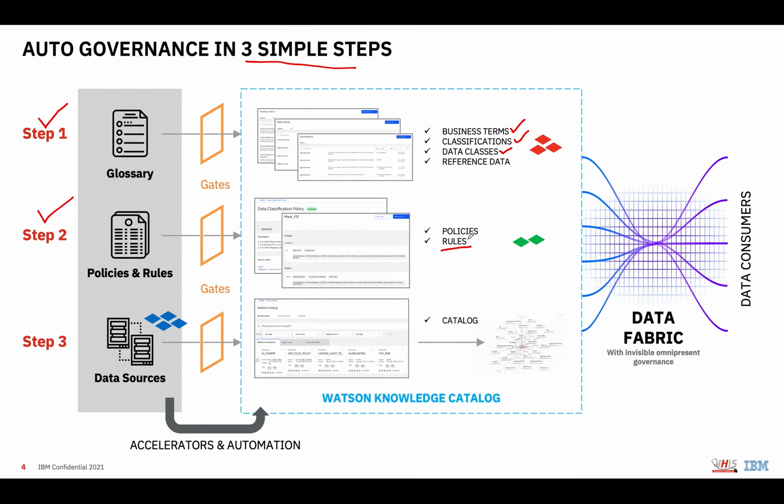For example, a policy could be all identity needs to be masked. Now, the identity, there can be some format for identity that is defined by a data class. So a rule could be, if a particular data class that looks like identity is found, then we can mask that information. So that's the rule.